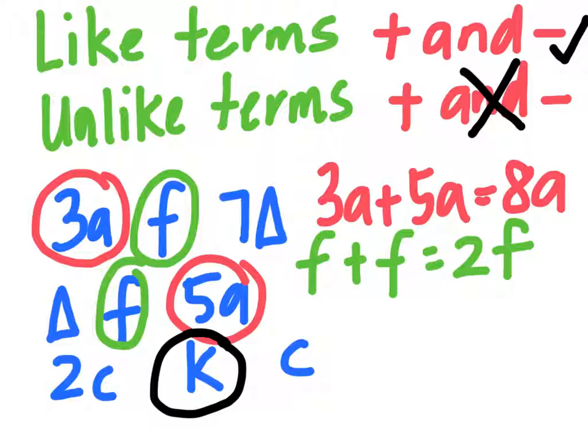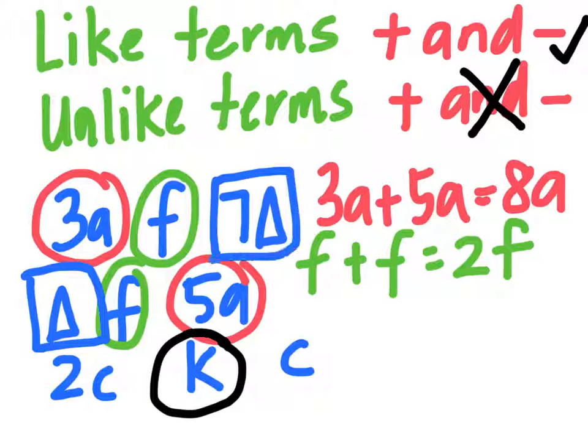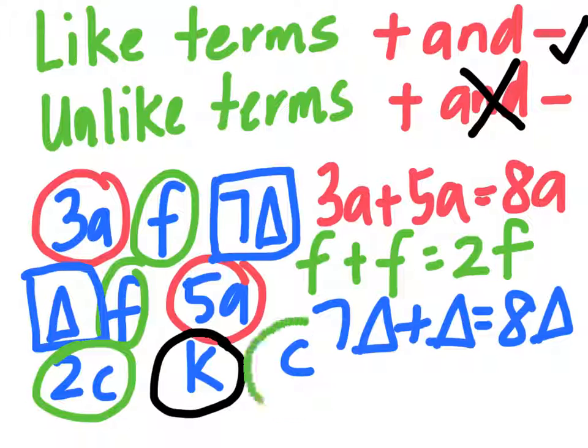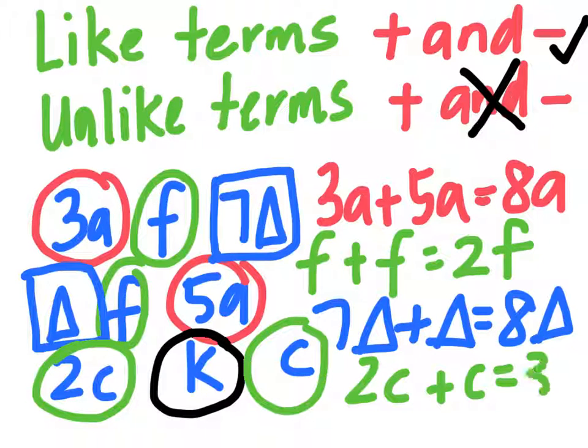We have triangle and 7 triangle. So 7 triangle plus triangle would be 8 triangle. And then I have 2c and c. So 2c plus c would be 3c.